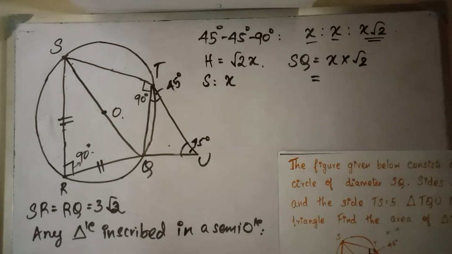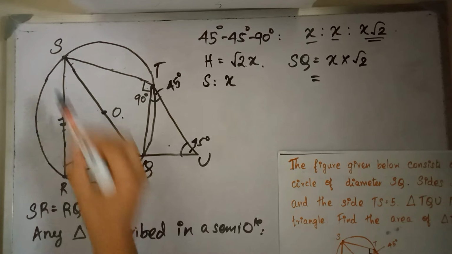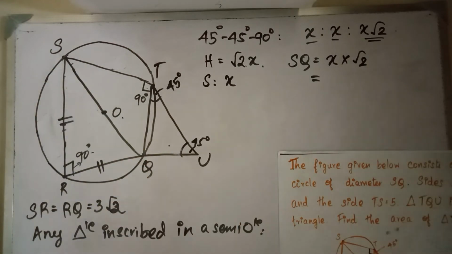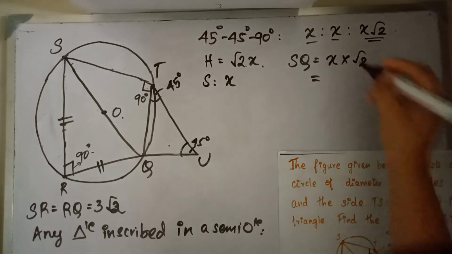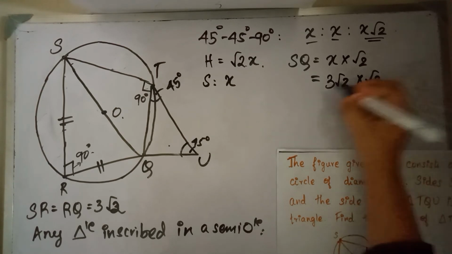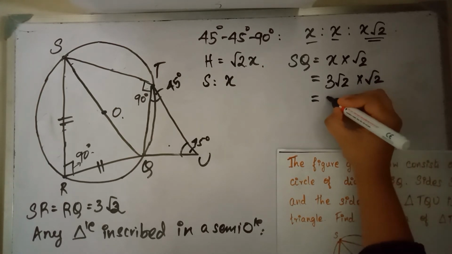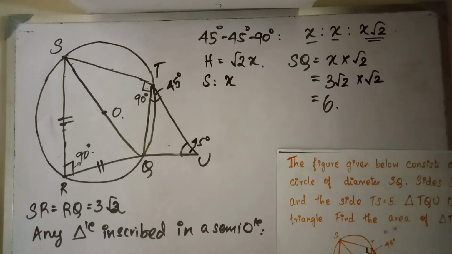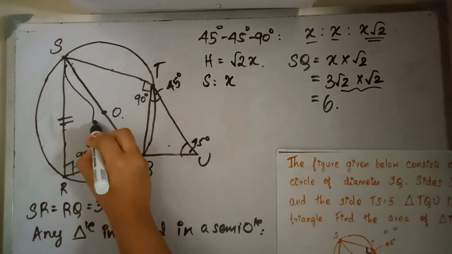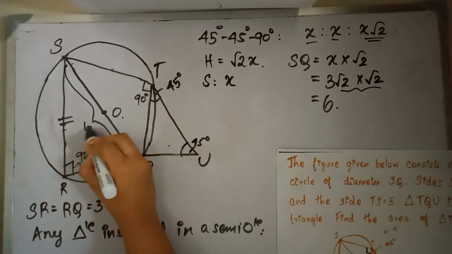What's the value of x? X is RQ and SR because x is the side. It's the sides of the triangle. And the value of RQ and SR is 3 root 2. So x is 3 root 2. So SQ will be 3 into root 2 into root 2, which is 3 into 2, and that is 6. So we have the value of SQ. Let's update it in the figure. We have 6.